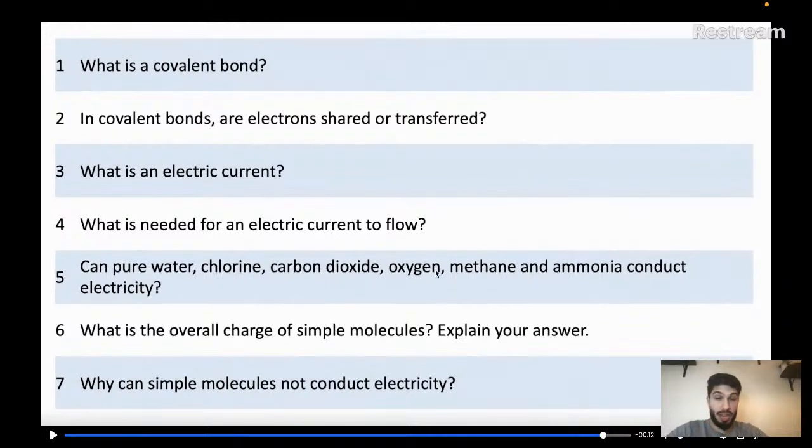Doing these questions will really help you understand chemistry, as well as help you with your exams, because there are exam style questions in there. What is a covalent bond? Comprehension question. Electric current, that links to physics, especially of course when doing electricity. And then these two questions, 6 and 7, are exam style questions as well.